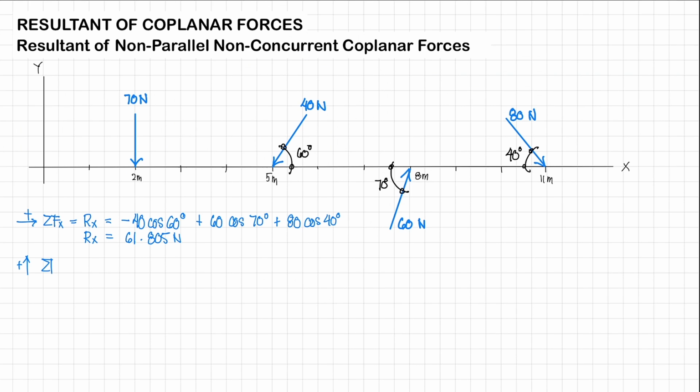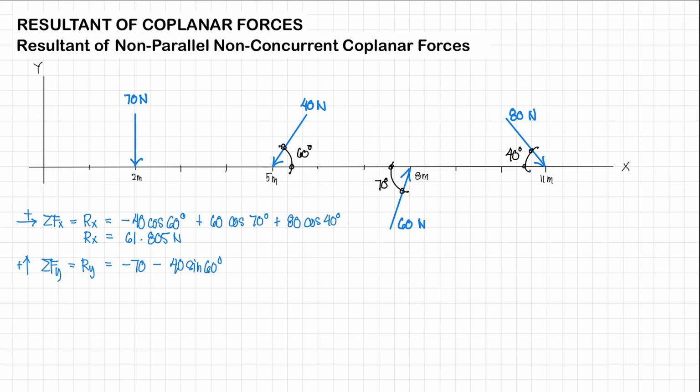So this is going to be summation of all your forces along the y-axis, or all your vertical forces. And this is going to be equal to the vertical component of your resultant. So first we have 70 newtons acting downwards. So that's going to be negative 70. Then next we have the vertical component of your 40 newtons acting downwards. So again, that's going to be negative 40 sine 60 degrees.